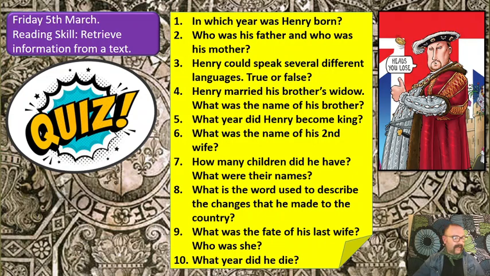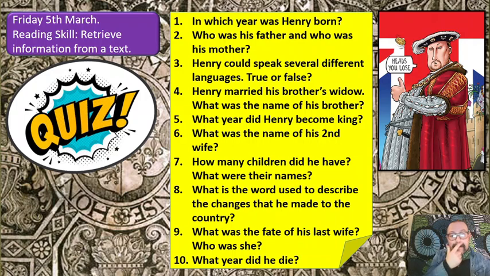Question number 1. The answer would be 1491. To be precise, it was the 28th of June, 1491. Question number 2. His father was Henry VII. His mother was Elizabeth of York. Question number 3. Well, it was true. And he learnt French. He could speak Latin. He also learnt a little bit of Italian. I think he could read some Greek as well. So he could speak several different languages.